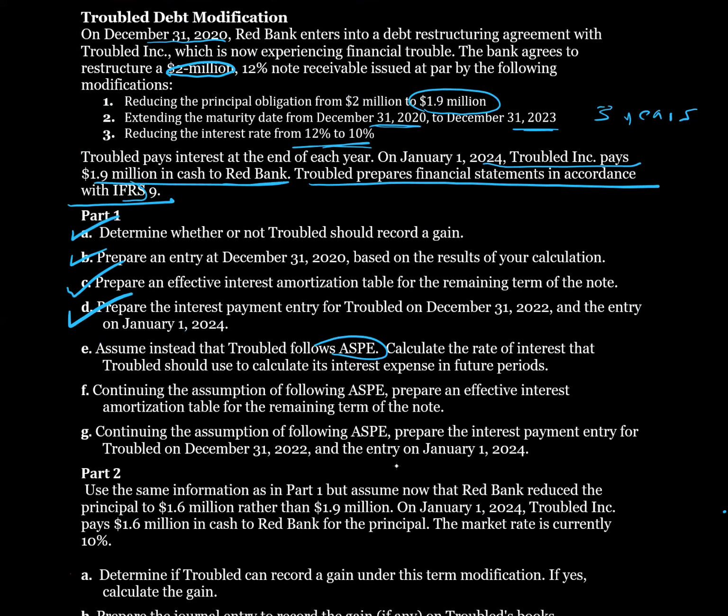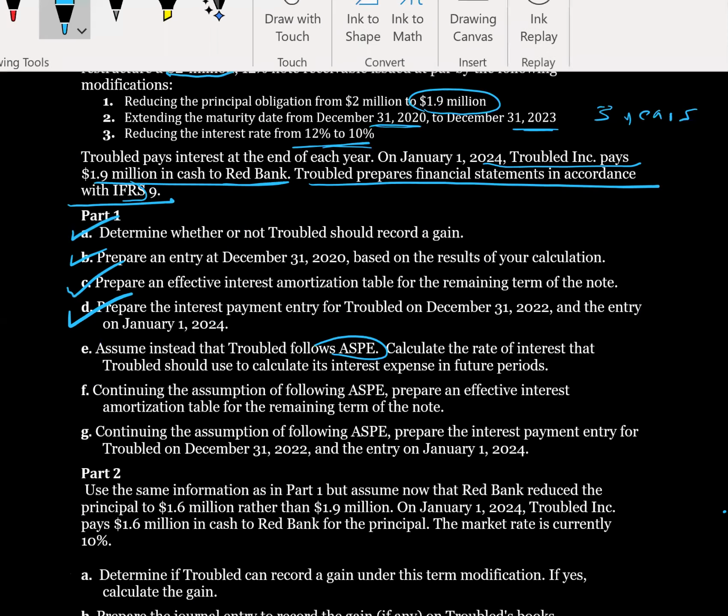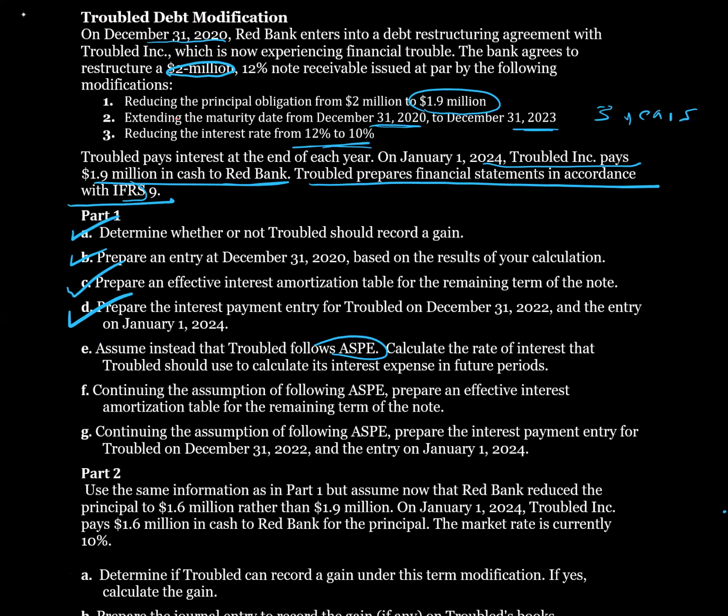Calculate the rate of interest that Troubled should use to calculate its interest expense in future periods. Continuing the assumption of following ASPE, prepare an effective interest amortization table for the remaining term of the note. And continuing the assumption of following ASPE, prepare the interest payment on December 31st, 2022, and the entry on January 1st, 2024.